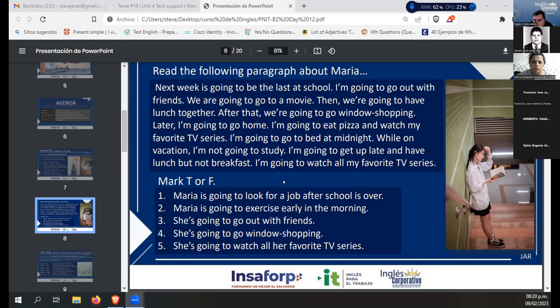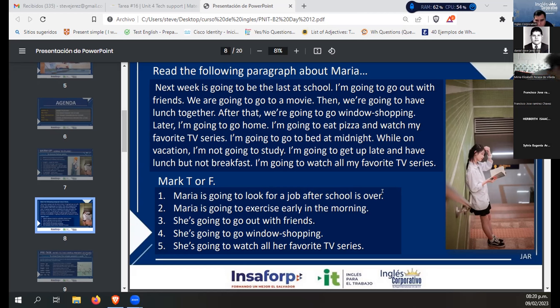Then mark true or false the sentences. Maria is going to look for a job after school. False. ¿Qué hace después de la escuela entonces? Dijo que iban a ir con sus amigos a ver una película. I'm going to go out with friends to a movie. María iba a ir a vitrinear.